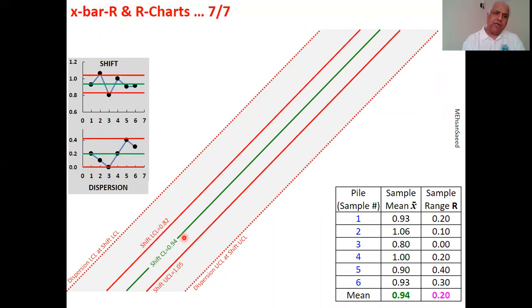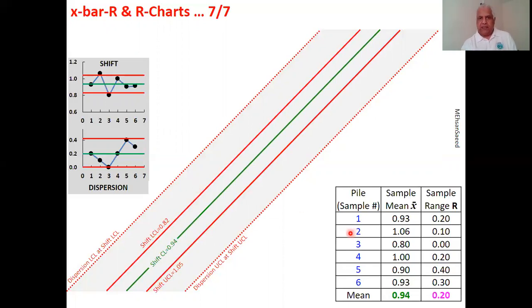So what I have done over here, imagine this to be a runway or a highway. This is the center line of the runway, and these are the control limits for shift and dispersion. And what I'll do is convert these charts into bell curves and see how the bell curves look when representing these two charts.